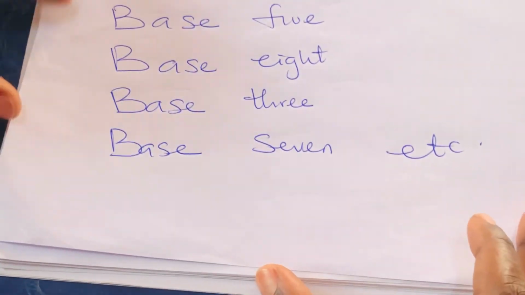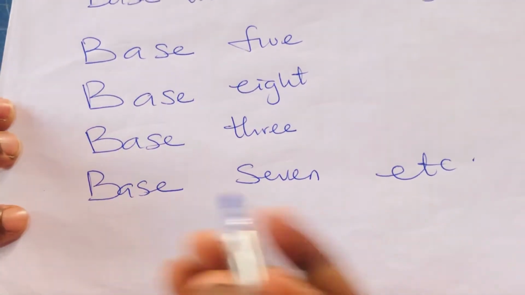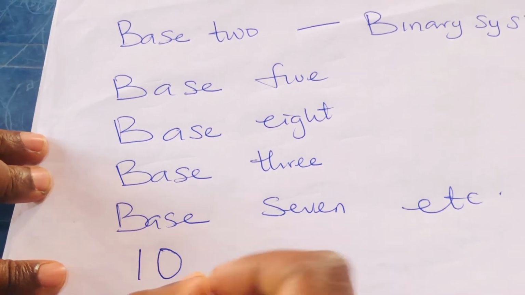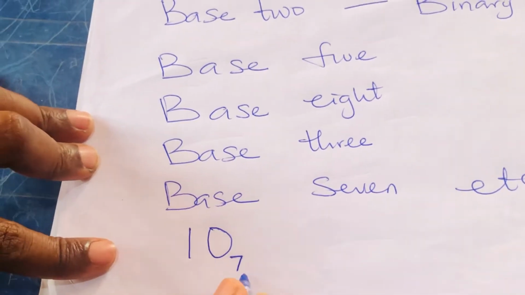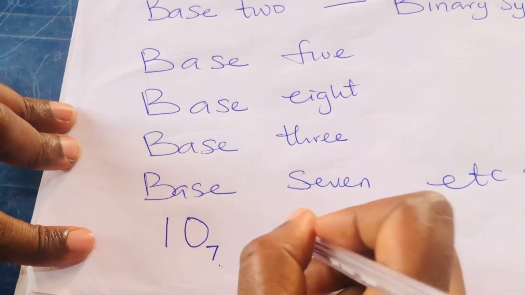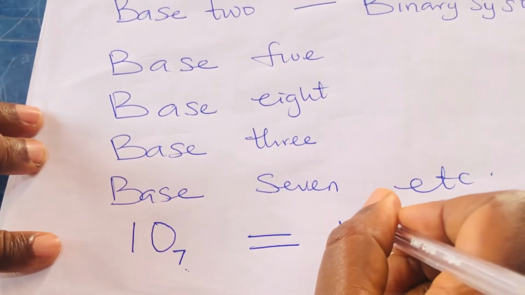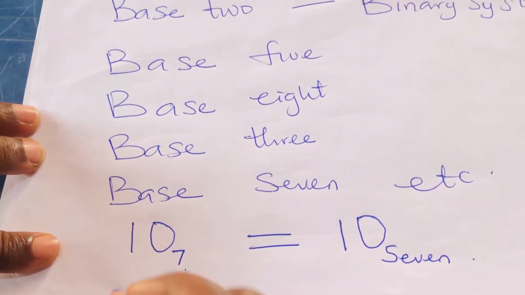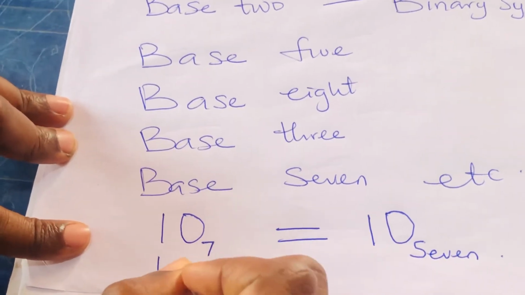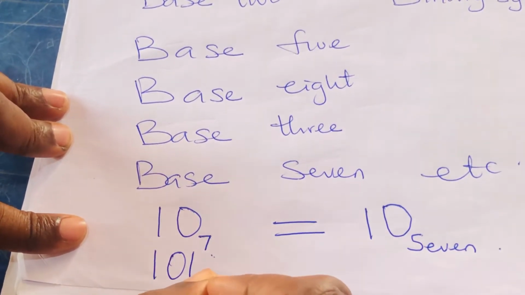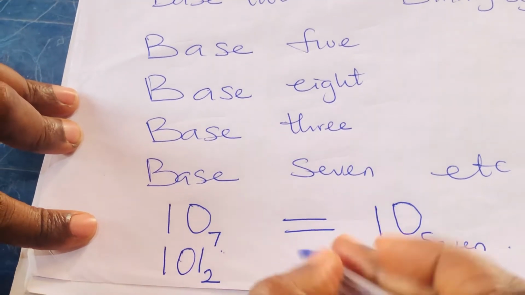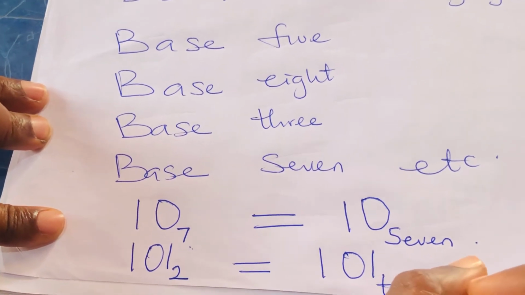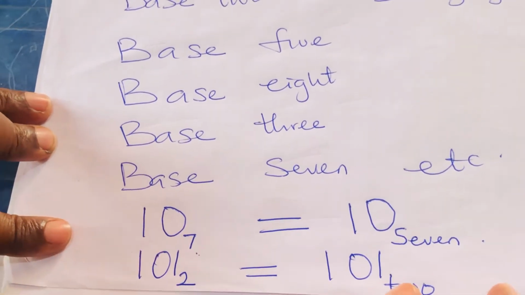So if you want to write any number in another base, it's advisable not to write the base as a numeral. If you want to write 10 base 7, it is advisable not to write it like this. It is advisable for you to write it in words: 10 base seven. So that 7, write it in words. So if you want to write 101 in base 2, it is advisable to write it like this: 101 base two. So write that 2 in words.